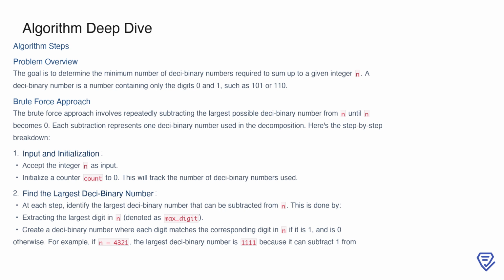At each step, we identify the largest Deci-Binary number that can be subtracted from n. To do this, we extract the largest digit in n, which we call max_digit. Using this digit, we construct a Deci-Binary number where each digit matches the corresponding digit in n if it is 1, and is 0 otherwise. For example, if n is 4321, the largest Deci-Binary number is 1111 because it allows us to subtract 1 from each digit of n simultaneously.